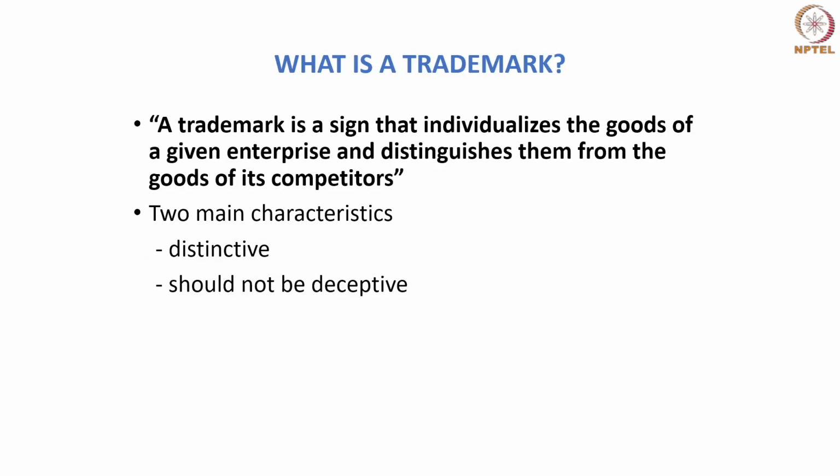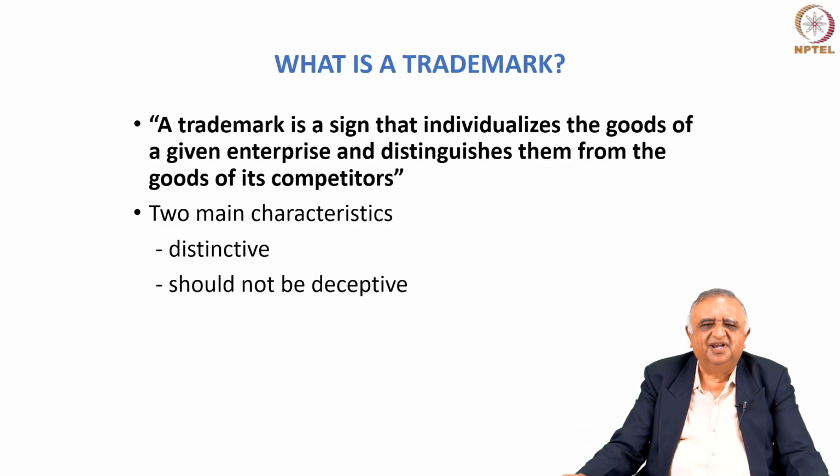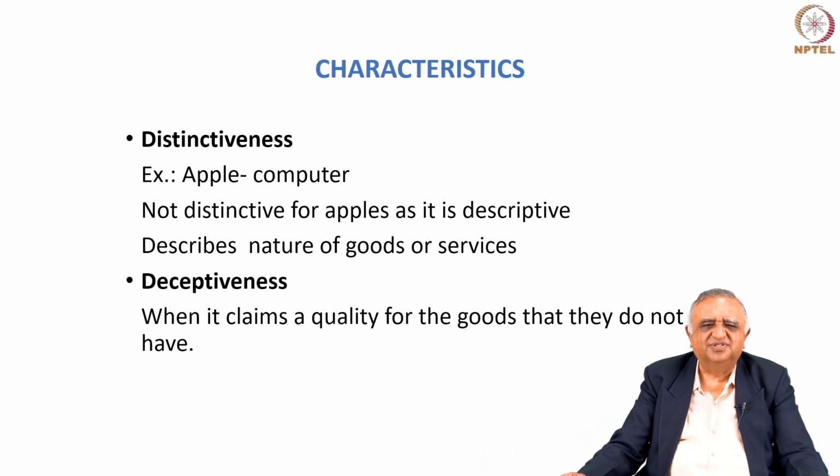This is what the trademark does. Trademark is a sign that individualizes the goods of a given enterprise and distinguishes them from the goods of its competitors. Trademark has to have two main characteristics. It has to be distinctive and it should not be deceptive. Let me explain these two terms.